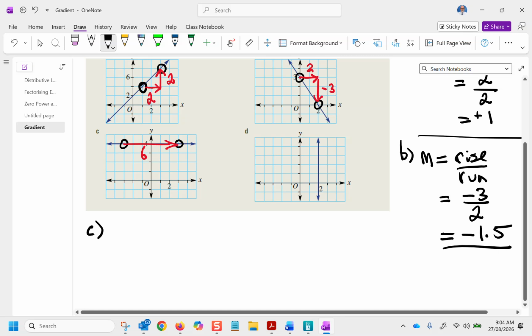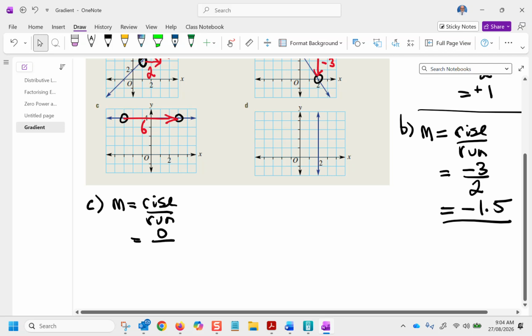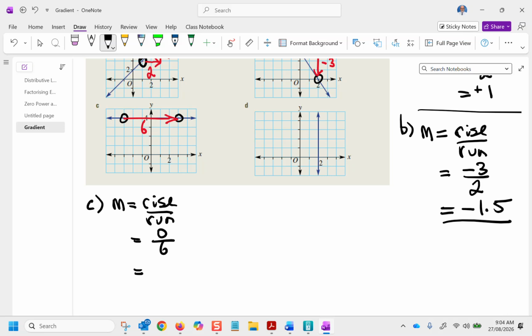So for part C here, gradient is again rise over run. Should write this every time we do a calculation. The rise was 0. There was no vertical arrow. It didn't move up or down as we moved forward. We moved forward by 6. In fact, it wouldn't have mattered how far forward we moved. Those 2 points that I drew could have been any 2 points with any distance between them, because 0 divided by 6 or 0 divided by any positive number is still 0. A horizontal line has a gradient of 0.